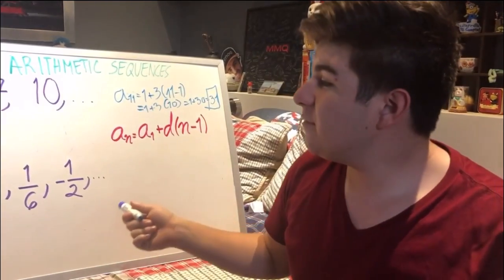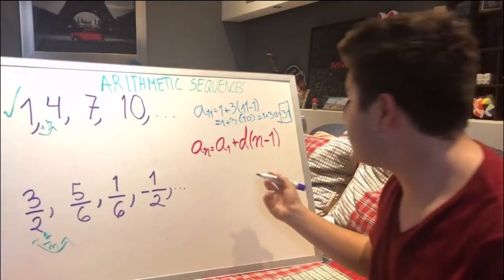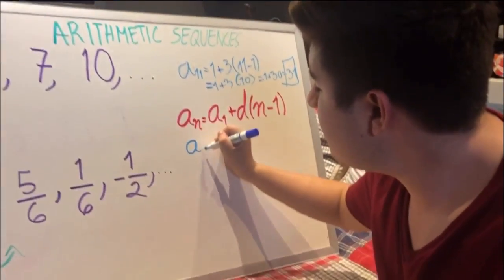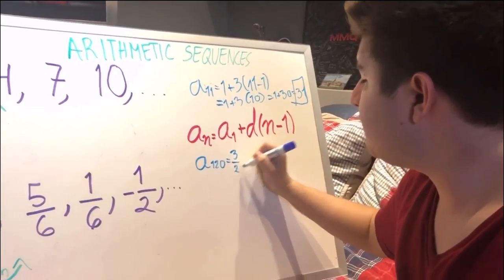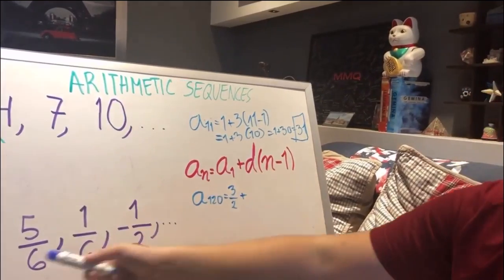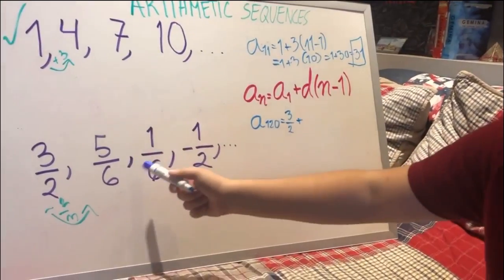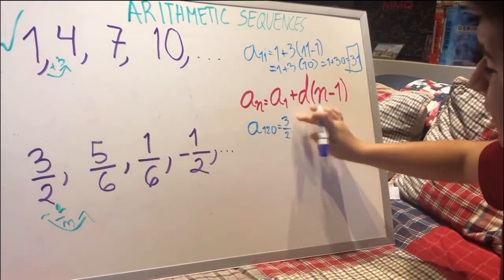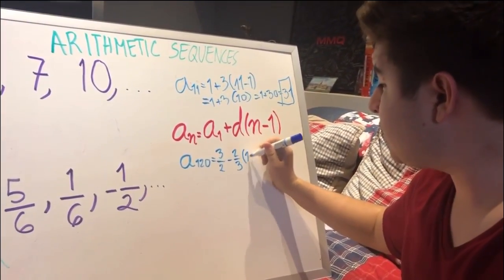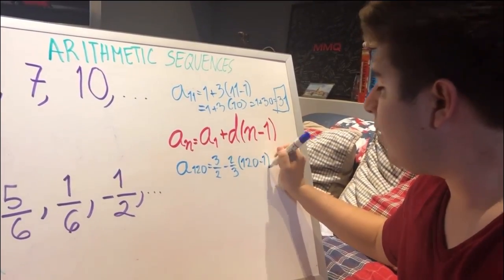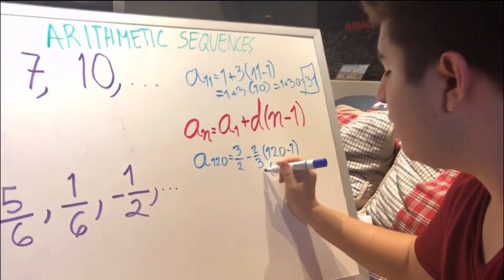Now, if we want to find the 120th term of this second sequence, we're going to have to apply the same formula. So we're going to get that a of 120 equals 3/2, which is the first term, plus we have to add the number by which each term is being added. However, in this case, they're being subtracted by 2/3. So it's going to be a minus 2/3, and then n, which is 120, minus 1. So by this, we're going to get 119 times 2/3.